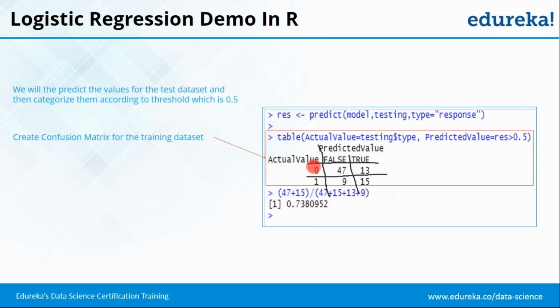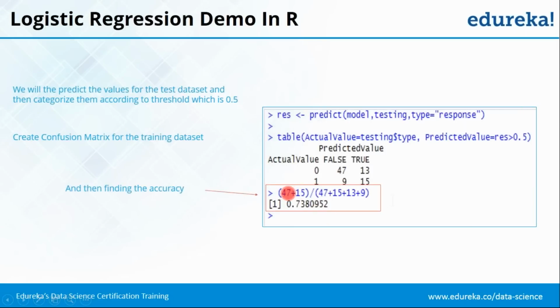But when my actual value was 0 and my predicted value was true, that was 13. So this is the error. Similarly, when my actual value was 1 but my predicted value was 0 or false, the value is 9. So this is again the error. Accuracy is the correct number of instances over the total instances. So the correct instances are 47 plus 15 divided by 47 plus 13 plus 9 plus 15. So for calculating the accuracy, I've written 47 plus 15 divided by 47 plus 15 plus 13 plus 9, and it came out to be 73%.